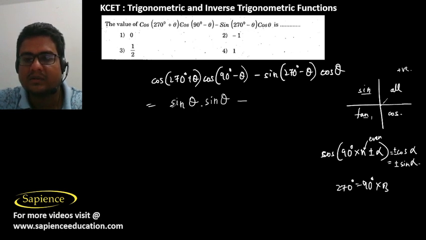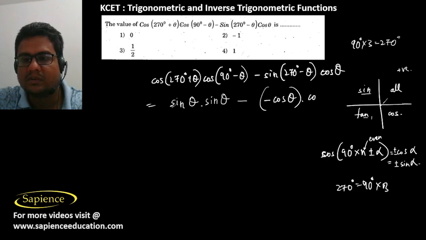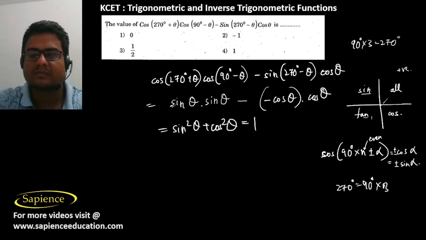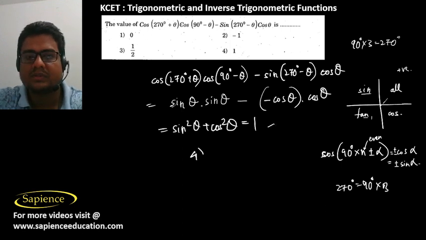Then minus sine of 270 degree minus theta, so it is coming in the third quadrant. In the third quadrant, sine has negative value, so it will be minus, and since it is 90 degree into 3, 270 degree, the name of the function sine will change into cos. So this will be minus of cos theta, and into cos theta. So this will be equal to sine square theta plus cos square theta, which is equal to 1. So option 4 is the correct answer.